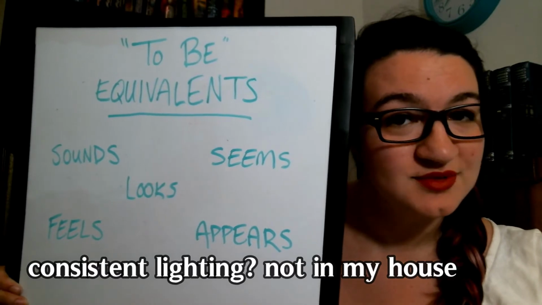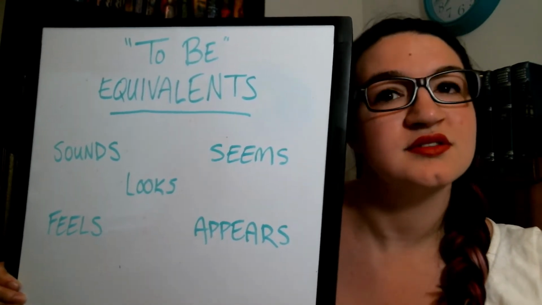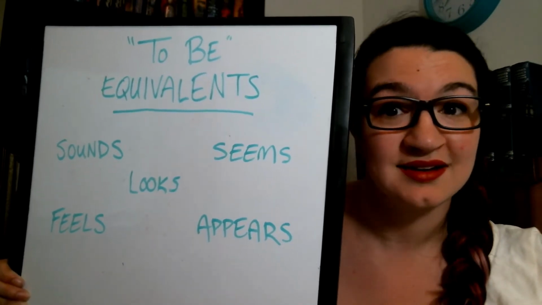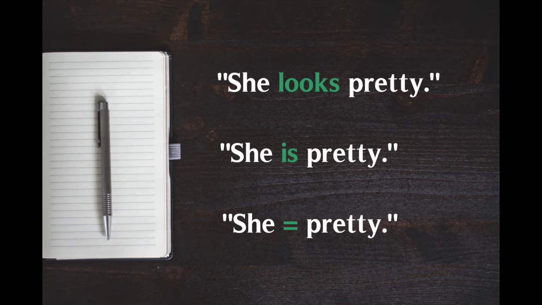And just to make our jobs harder, there are other verbs that function this way, even though they aren't technically a be verb. You'll see this primarily with verbs that refer to the senses, especially sight. Looks, seems, sounds, acts, feels. For example, she looks pretty is the same as saying she is pretty, which is the same as saying she equals pretty. And that's boring as hell. Let's mix it up a bit.